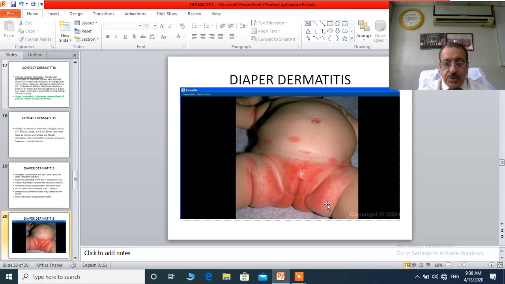This picture shows that this child has diaper dermatitis. There is erythema and scaling in the area of the diaper. So with the passage of time, this area becomes excoriated. There may be bleeding from the area, and there may be colonization of the area by Candida albicans and different bacteria like Staph aureus or Streptococcus.